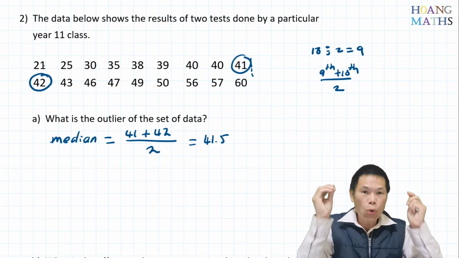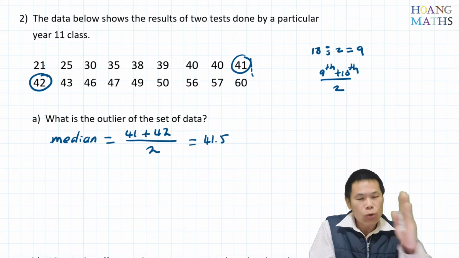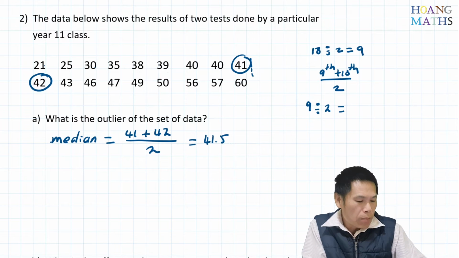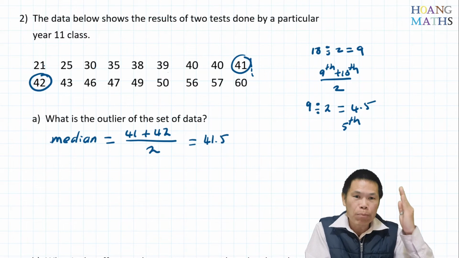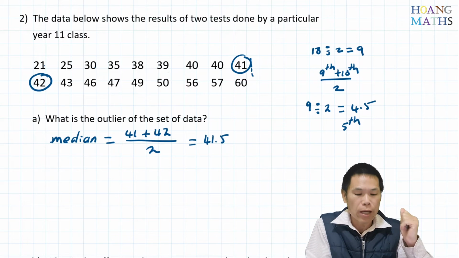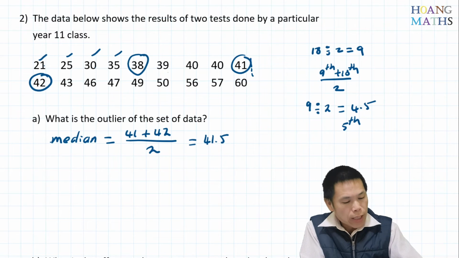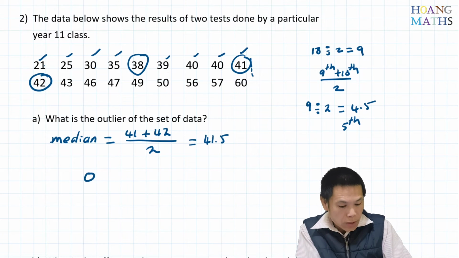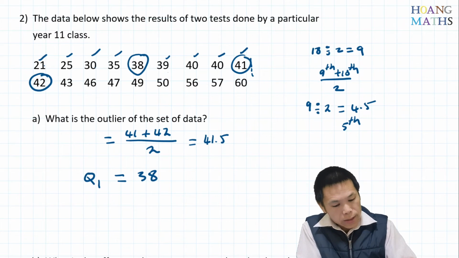Now to work out the lower quartile, we have 9 scores on the left-hand side and 9 scores on the other side. So we go 9 divided by 2, and it gives me 4.5. So the fifth score is the lower quartile. Remember that: if your answer is 9.5, you have to take the 10th score. Just keep that in mind. So the fifth score: 1, 2, 3, 4, 5. So this is Q1. Q1 is 38.